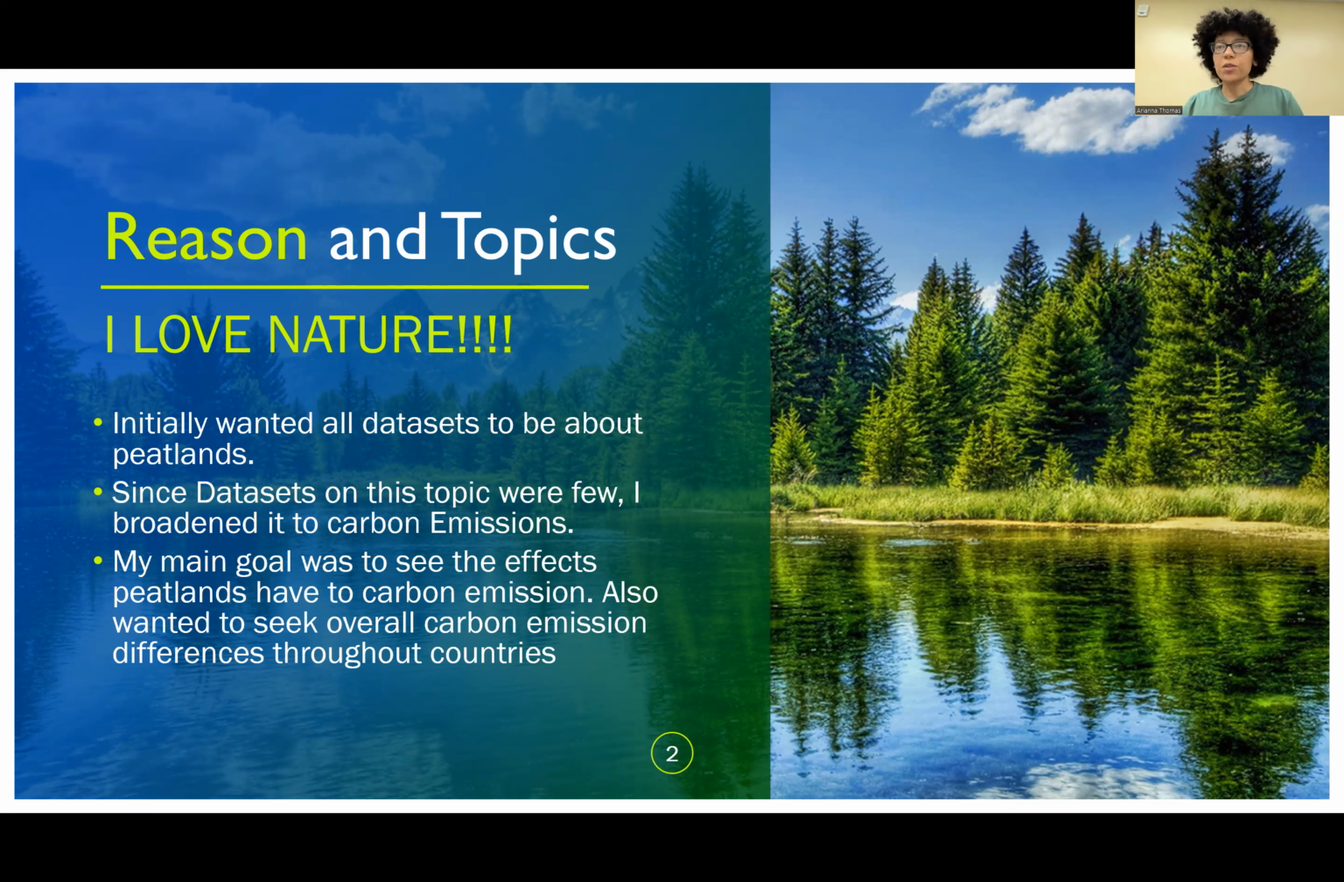But I was very interested in peatlands because I was looking stuff up about them, and apparently they can be a big contributor to carbon emissions. And I thought that was very interesting. Since I found one data set, I thought, let me find more on that. And I did find some, and they were specific to Indonesia and Malaysia. So I thought that would be great.